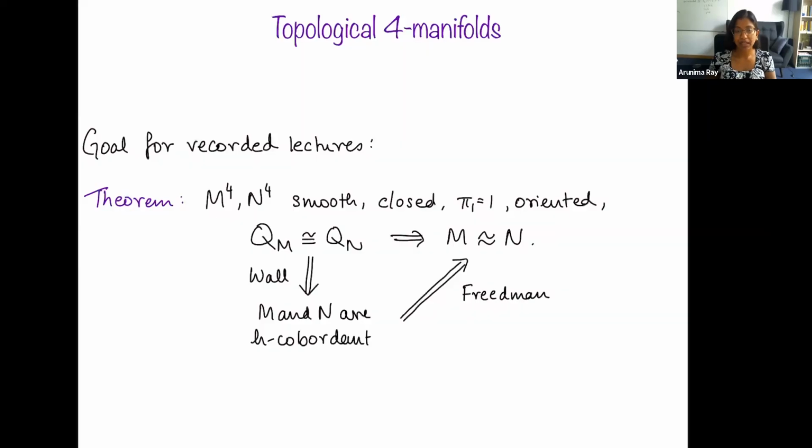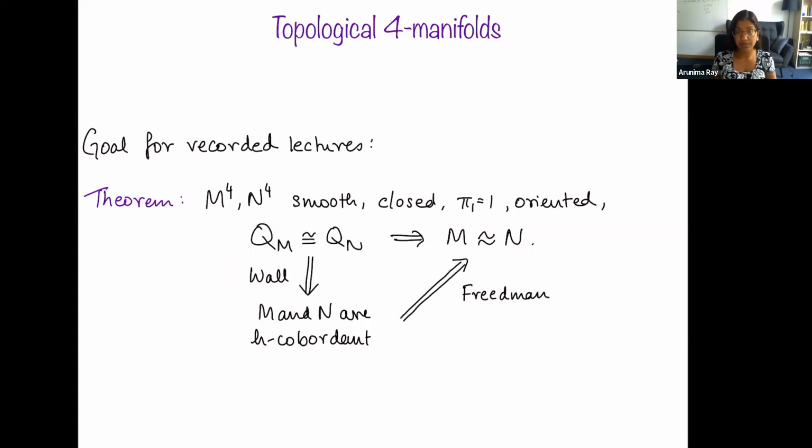Hi again. Welcome back to this mini course on topological four-manifolds. Recall that the goal for these recorded lectures is to give you the outline of the proof of the following theorem: if you have smooth, closed, simply connected oriented four-manifolds, they're homeomorphic if their intersection forms are isometric. And we already saw in the previous lecture how to prove this portion that's due to Wall, that this gives us an h-cobordism between these manifolds.